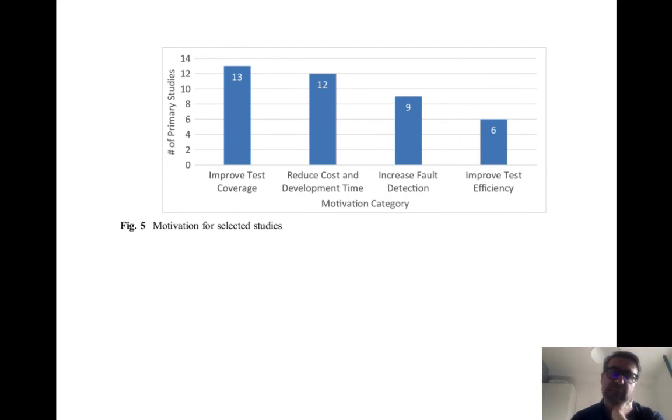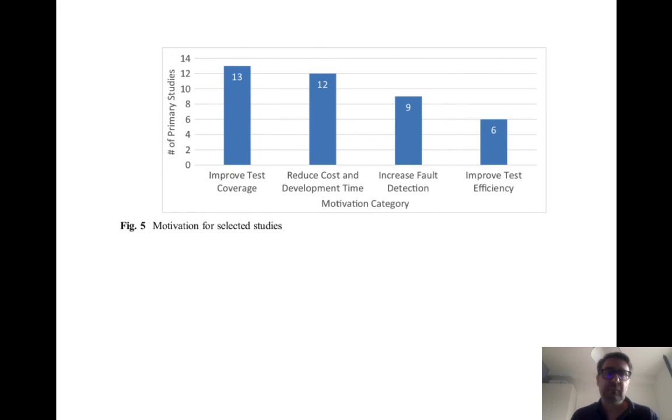What kind of motive did the existing research give for introducing model-based testing? Thirteen of the ones they studied here, you can just see the relative numbers. Improving test coverage. They claim that they go with model-based testing because it allows you to have coverage criteria and be more sure that you've covered interesting cases. The second reason given was reducing cost and development time. The third reason was to increase fault detection. And the fourth reason was improving test efficiency.